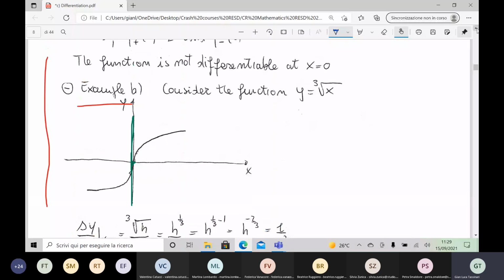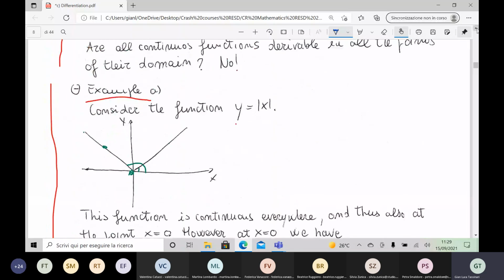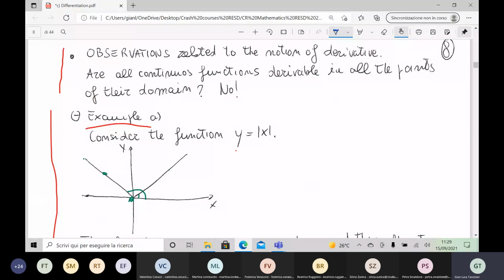Are all continuous functions differentiable in all the points of their domain? The answer is no. Differentiable means that you can compute the derivative. If you have a function which is continuous, a continuous function is not necessarily differentiable in all the points of the domain. And now I'm showing you an example.